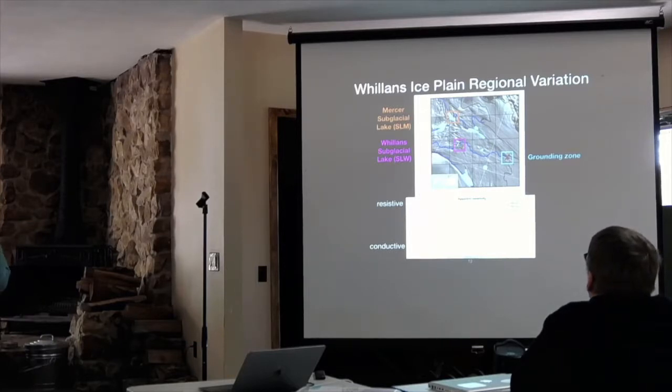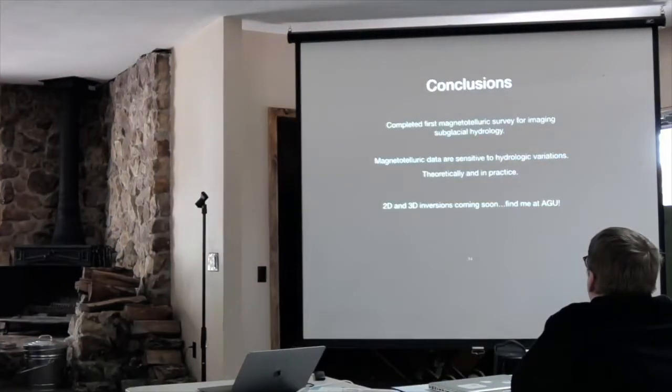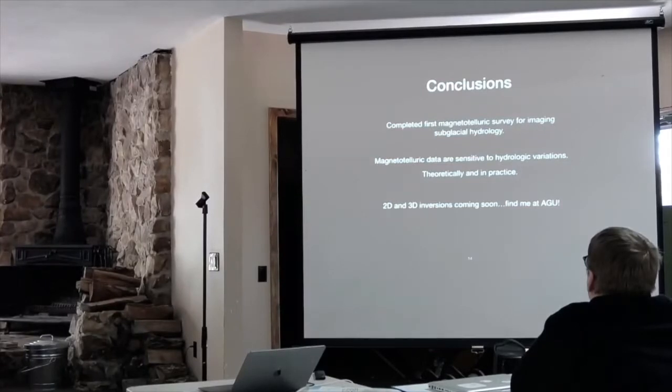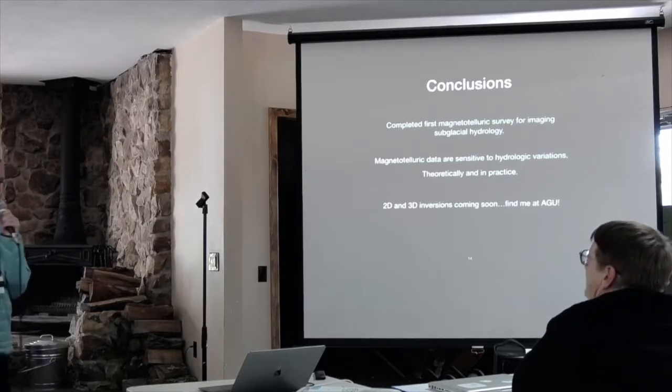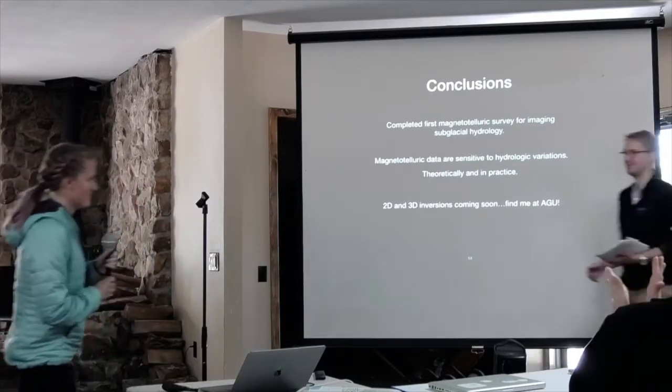And I guess for me, that means we should collect more magnetotelluric data on the Willans ice plain so that we can get an idea of the regional variations. So we completed the first magnetotelluric survey of an active subglacial hydrologic system. Our magnetotelluric data worked both theoretically and in practice, and I'll hopefully have some 2D, 3D inversions at AGU. Thanks.